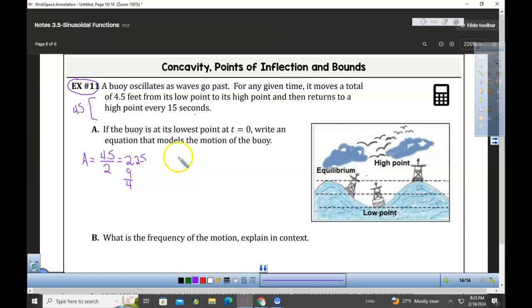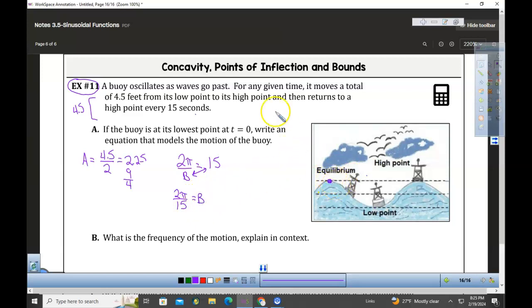What else do we need? What's my b? Remember, 2 pi over b equals my period. This time my period was 15, right? So some quick solving tells me, remember, that's how you can solve a ratio, that 2 pi over 15 equals b.